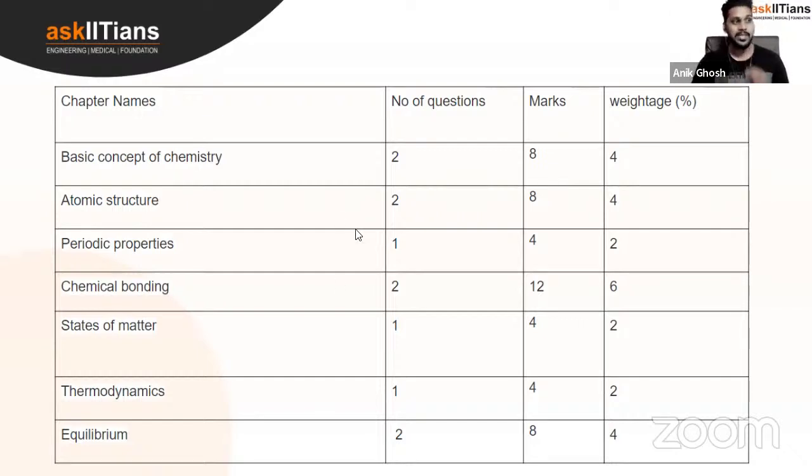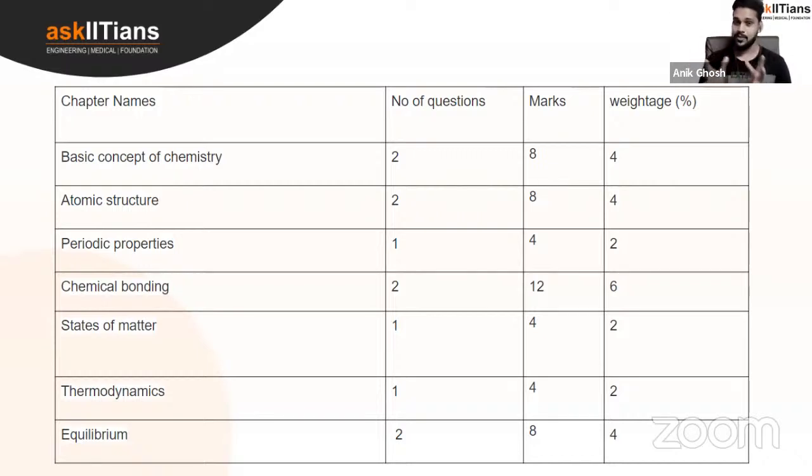As you can see, for the basic concept of chemistry, they are asking two questions. And in physics as well, for unit and dimension, we don't expect questions coming from there, right? In a similar way, in chemistry as well, the basic concept of chemistry, I have told you in class as well, this chapter is good, but you have to understand that a direct question from this chapter is not expected because the chapter is easy.